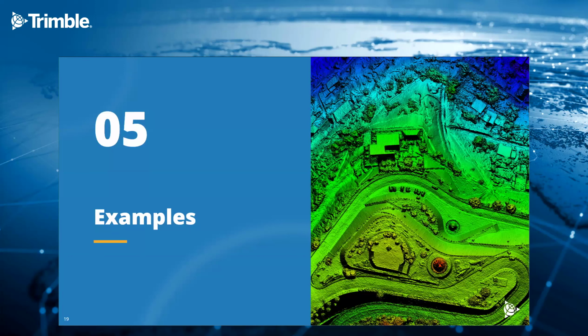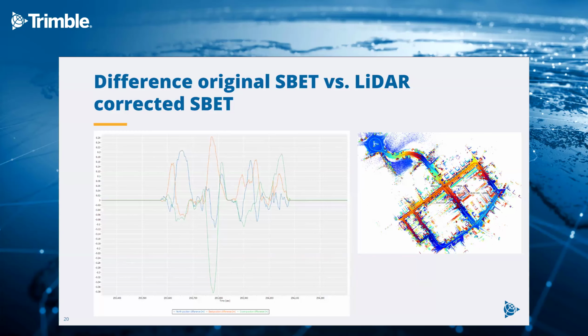So now let me give you some examples. First of all, here from a mobile mapping application, on the right side, you can see the mapped area. Here, it was really in an urban environment. And on the left side, you can see a plot that shows the difference of the original trajectory derived from the GNSS INS processing versus the LiDAR corrected trajectory, and you can see the differences in the north, east and down components.